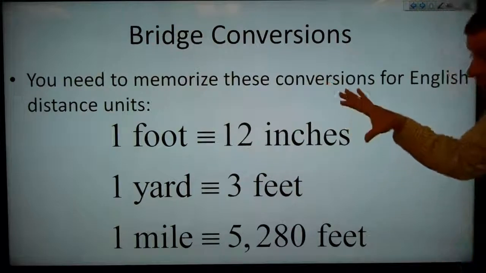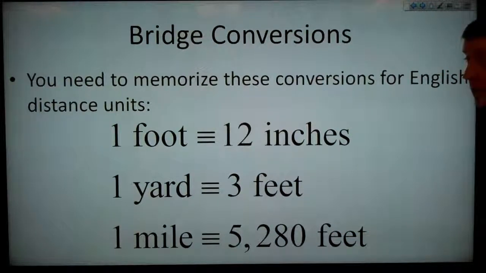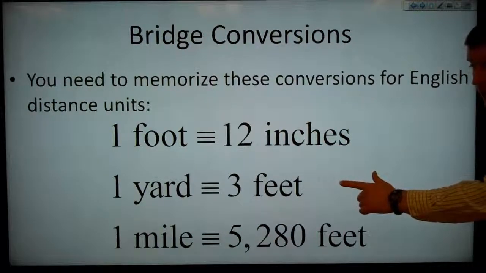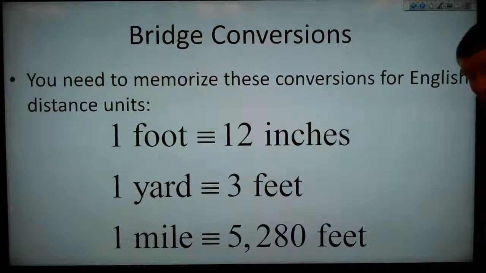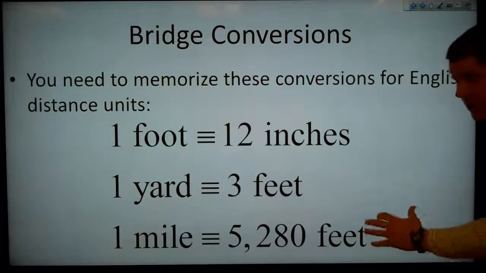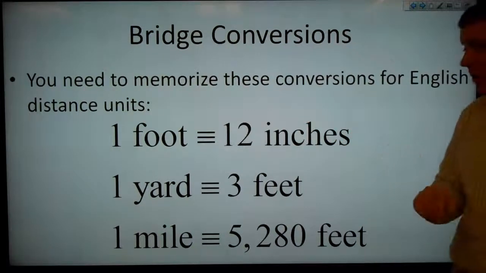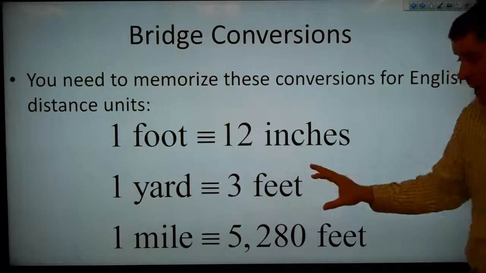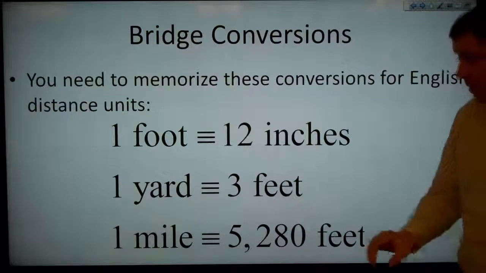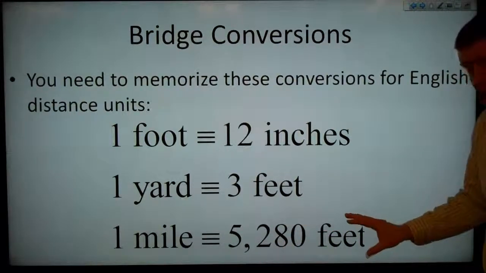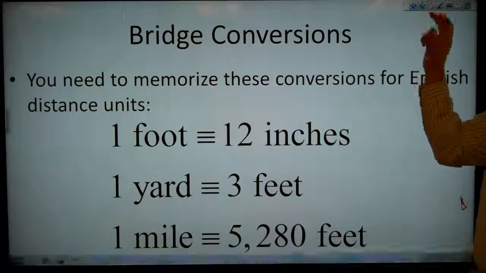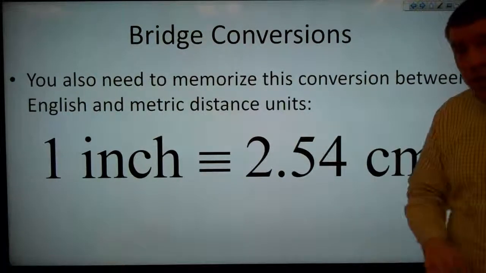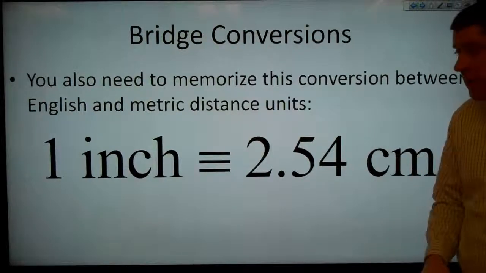You need to memorize these conversions for English distance units. You need to know that 1 foot is equal to 12 inches, and this is the definition. 1 yard is defined as 3 feet. 1 mile is defined as 5,280 feet. You should have these memorized. You probably already have 1 foot equals 12 inches memorized. You may or may not have 1 yard equals 3 feet memorized. So the last one is perhaps the only one that you need to memorize. But you need to have all 3 of these memorized because they generally won't be given to you on a quiz or something like that.